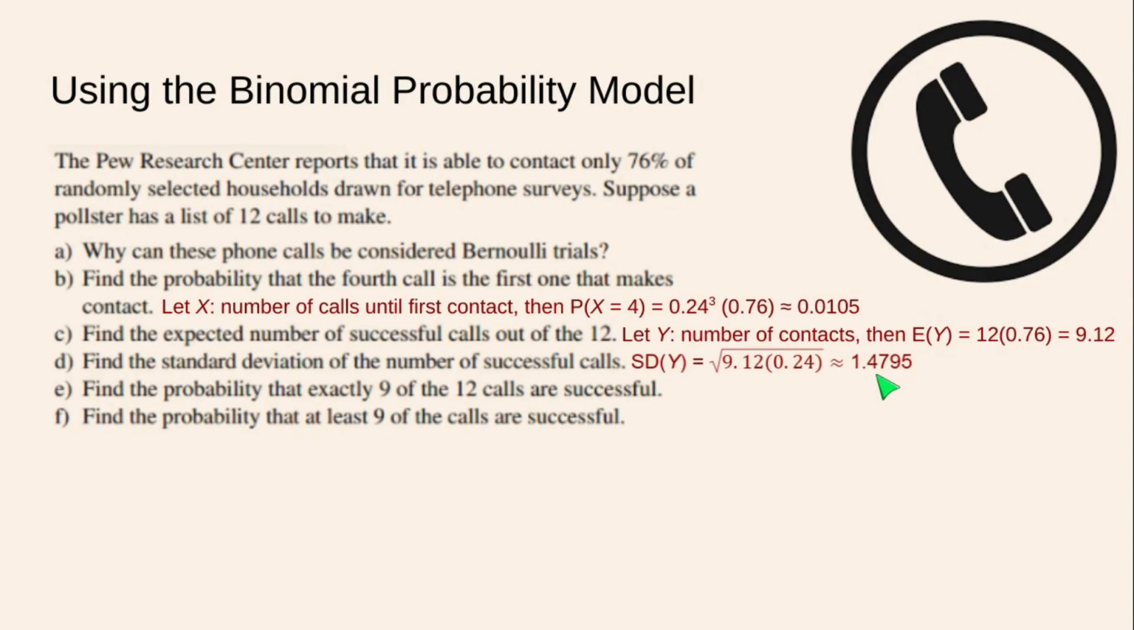Okay, now let's go to E. Find the probability that exactly 9 of the 12 calls are successful. All right, this is going to use the binomial probability model. Give this one a go, pause the video, and see if you got it right.